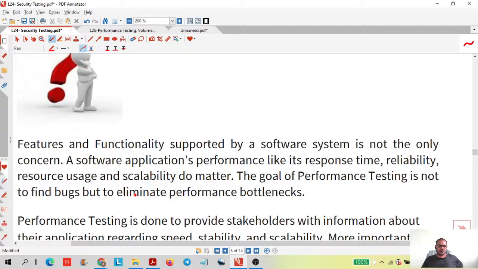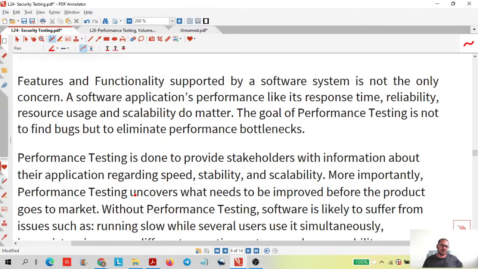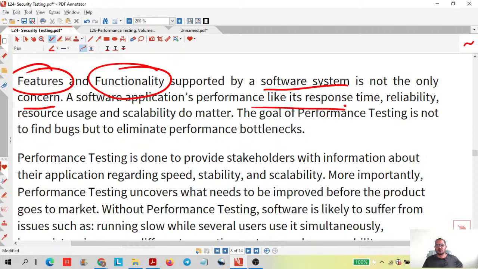Now, why do we do performance testing? Why do we need it? The features and functionality supported by the software system are not the only concern. The software application performance, like response time, is very important. Response time, reliability, resource usage, scalability, all these matter. So performance testing is not to find bugs, but to eliminate the performance bottleneck.